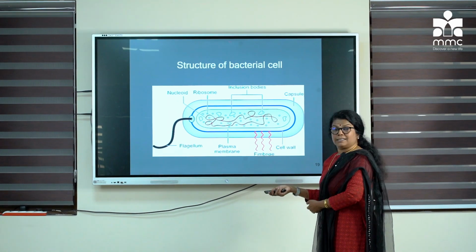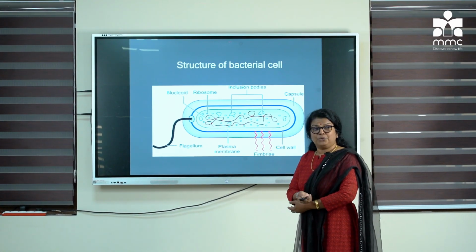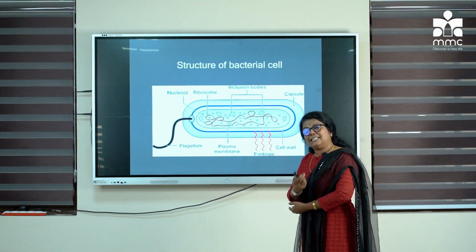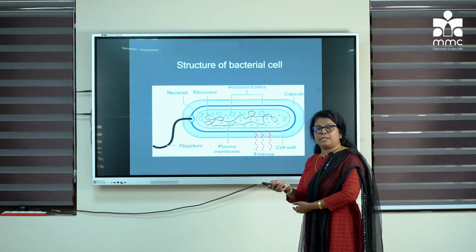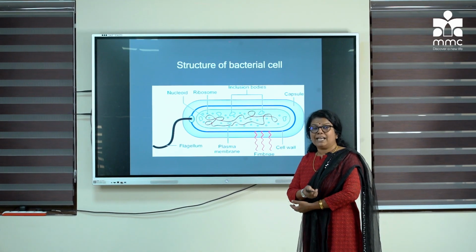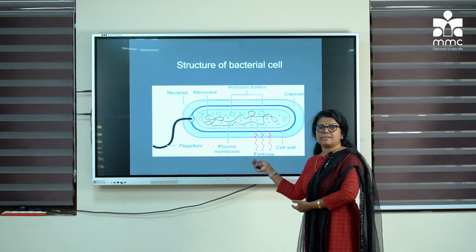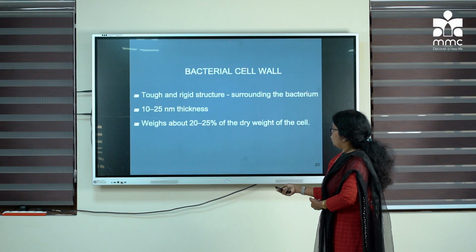Among these, the important one is the cell wall. From your exam point of view, the bacterial cell wall is very, very important. You have to study it in detail. Similarly, this structure is also important. You may get a question like draw and label the bacterial structure. In that case, this structure is very important. Then going to the bacterial cell wall.